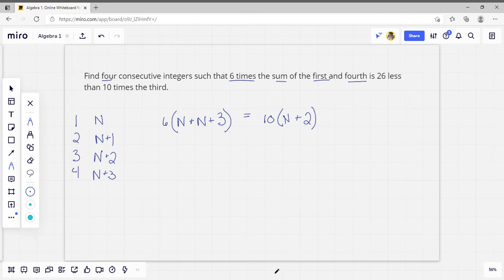Okay, and it said that this side, 6 times the first, and the fourth is 26 less, so I'm going to subtract 26 from the other side to make those even. Alright, so now I'm just going to solve this like a normal algebra problem. Instead of rainbowing first right here, I'm just going to turn that into 2n. n plus n would be 2n, and then rainbow it.